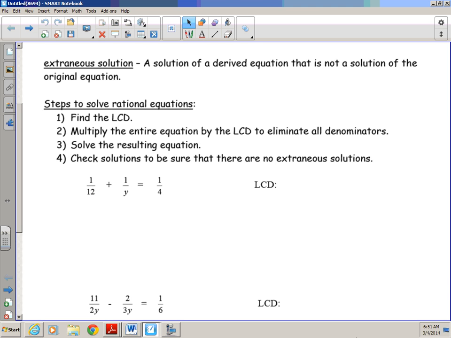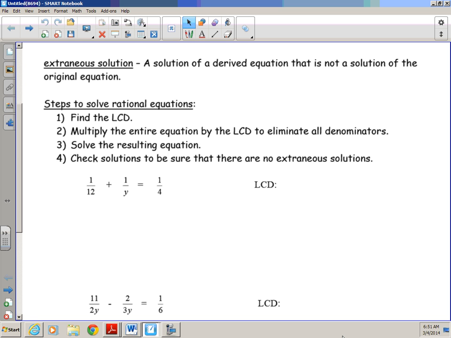What we're going to do today is solve rational equations, and we're going to use a strategy very similar to what we did yesterday when we added or subtracted rational expressions, which is focusing on the LCD. A reminder, an extraneous solution is a solution of a derived equation that is not a solution of the original equation, meaning when you substitute that value in, it doesn't work. Most common scenario is it gave you 0 in the denominator, and we saw this with radicals when it gave us a negative value in our radicand.